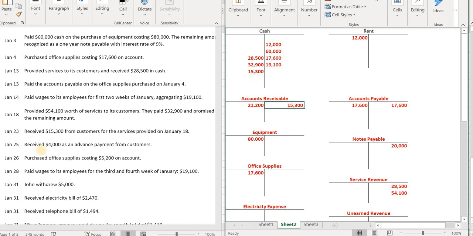January 25th, I received $4,000 as an advance payment from customers. We like that, getting $4,000. Advance payment means we haven't done the work yet, right? Haven't done the work yet. So it's okay, but we're going to increase cash, and when we haven't done the work yet, but we get money, what do we call it? Do we remember? We call it unearned revenue. So record that entry.